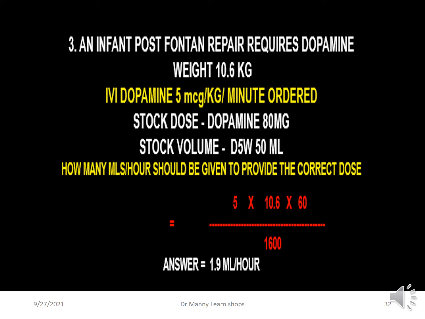The correct answer is 5 multiplied by 10.6 multiplied by 60 divided by 1600, so the answer is 1.9 mils per hour.